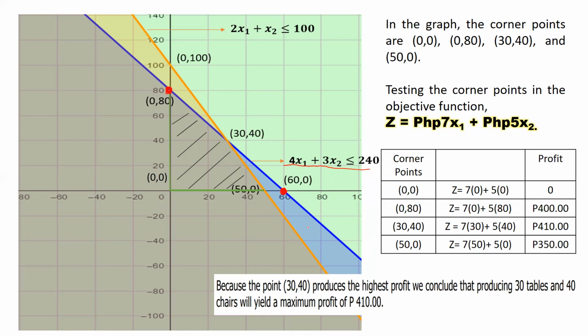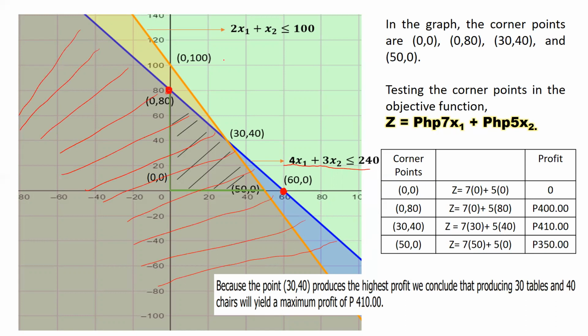And then we are going to make this shade, because we know that the relation symbol is less than or equal to. And then for the second constraint, we have 2x sub 1 plus x sub 2 is less than or equal to 100. Upon our computation, we found out that the intercepts are (0, 100) and (50, 0).